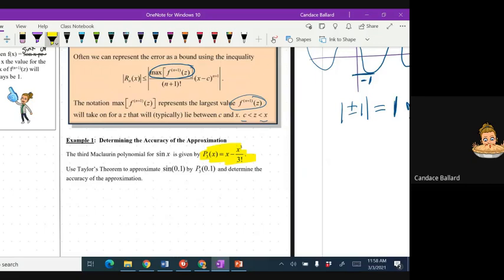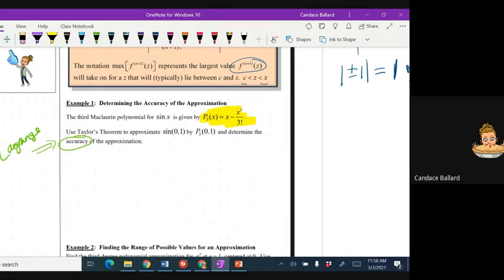So it wants me to use Taylor's theorem to approximate sine of 0.1 by the third degree Taylor polynomial. And then here's the kicker. This is why we need Lagrange, because now we have to determine the accuracy. So that's where Lagrange pops in. The first thing I'm going to do is the first sentence: use Taylor's theorem to approximate. So let's do that.